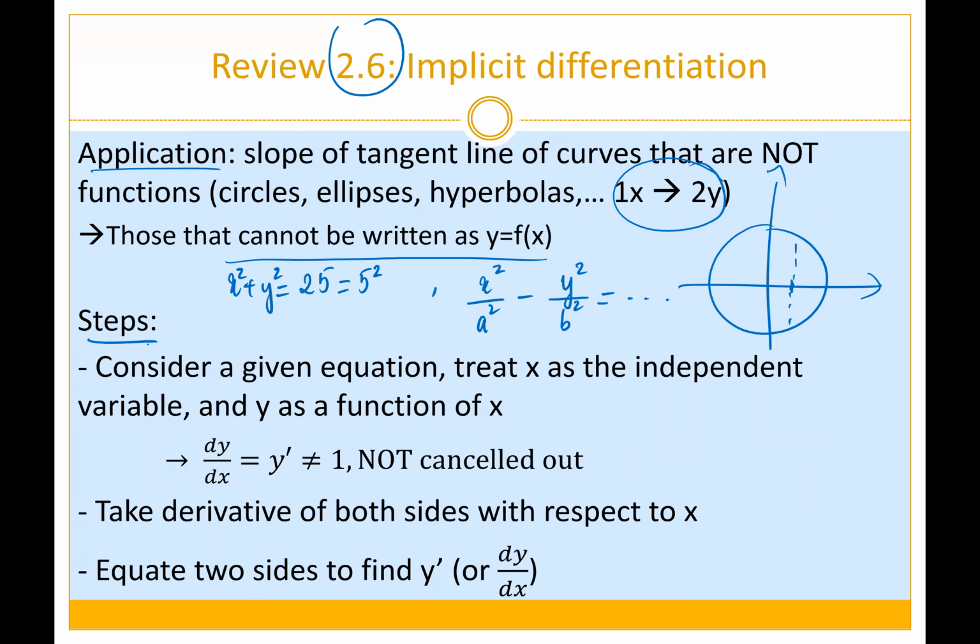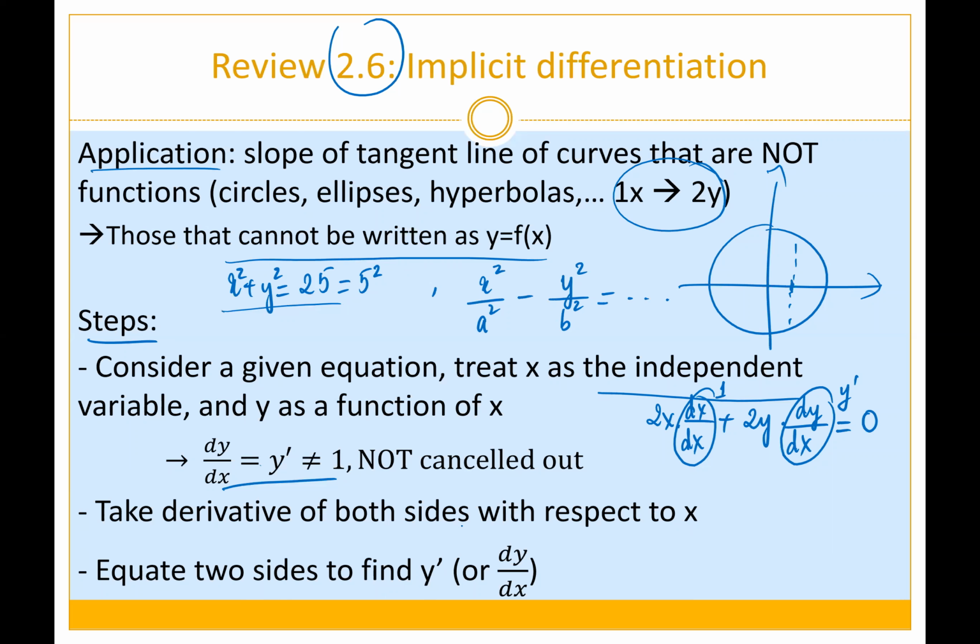Now the step to do that is that first we consider that function and treat x as the independent variable. So if you have x squared plus y squared equals 25, for example, then if you take the derivative, you're going to have 2x multiplied by dx over dx plus 2y dy over dx. And then the derivative of 25 with respect to x is going to be 0. Now dx over dx is 1. But dy over dx is not 1, it's y prime. You have to keep that, and you cannot just cancel it out.